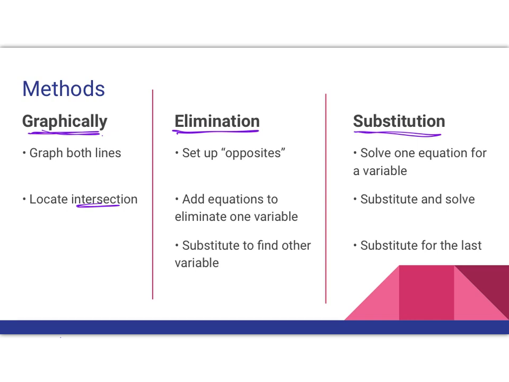Elimination, you're going to set up opposites. So if I have a 3x, I will set up a negative 3x, and I'll subtract that to the other side. In this one, we're actually adding equations together to eliminate. If I had 3x and I minus 3x, the x's go away. And that's what we want, eliminate.